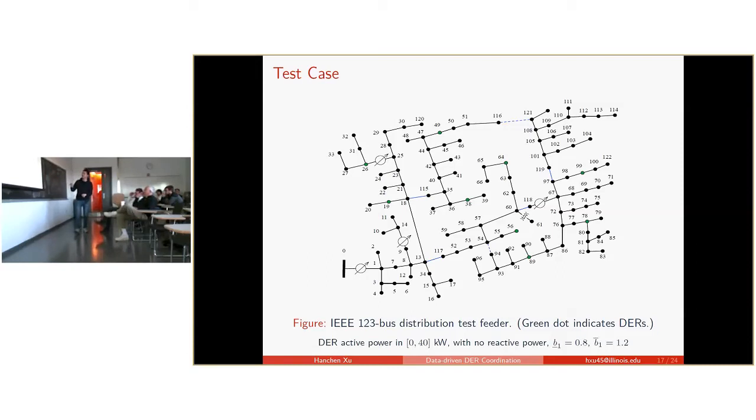And the DRs there, are they clear? These green dots are the DRs. There are 9 DRs, each with a capacity from 0 to 40 kilowatts. I just randomly guessed that the lower bound of the sensitivity is 0.8 and the upper bound is 1.2. This means that if we inject one unit of active power at any of the nodes, then at least 0.8 unit of power will be provided to the timeline, and at most 1.5 units.